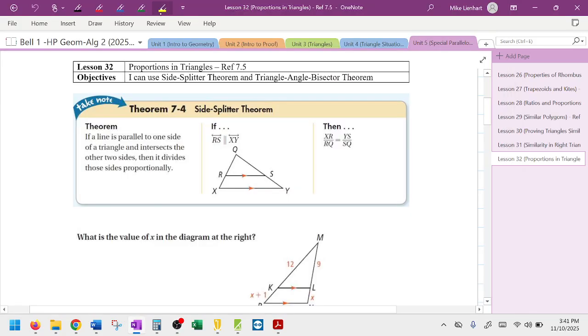This video is about proportions that exist within triangles, and the two specifically that we're going to look at, I like to refer to them as side splitter and triangle angle bisector theorems. Okay, so what does side splitter say?